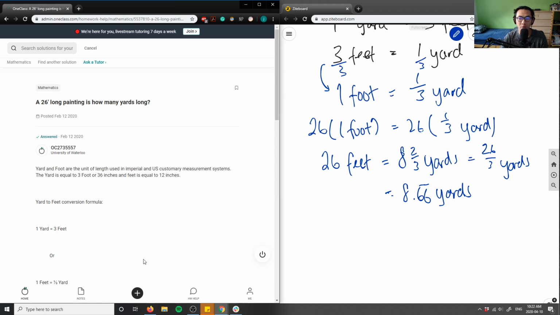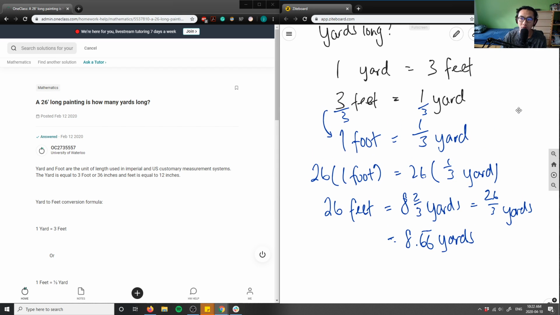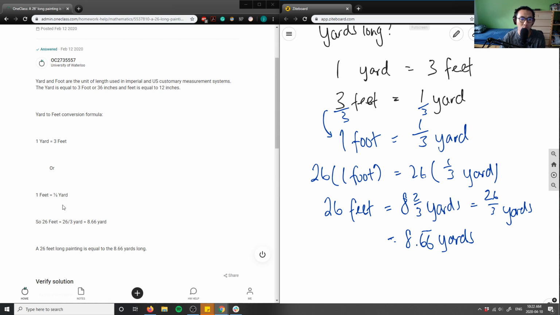Let's walk through the solution together. It says here yard to feet conversion is 1 yard equals 3 feet. That's good. That's what I wrote here, and that's what I based it off, because this is a correct conversion formula. Or you can say 1 foot equals 1/3 yard. That's what I did as our first step. So 26 feet equals 26 over 3 yards. That's awesome, which equals 8.66 yards, which means a 26-foot painting is equal to 8.66 yards long.